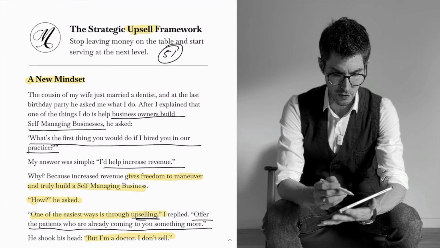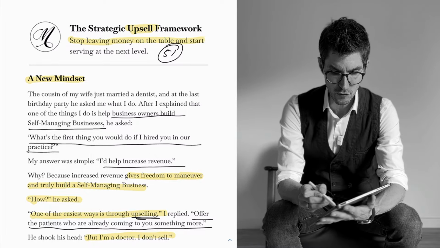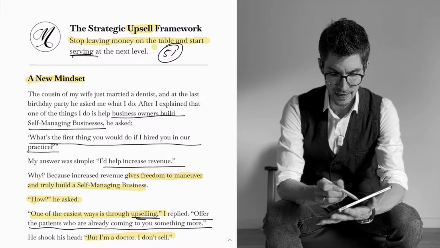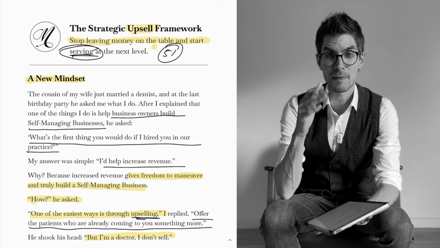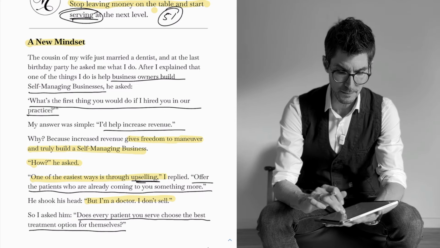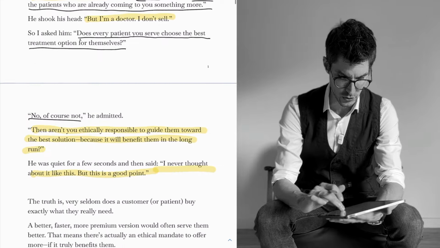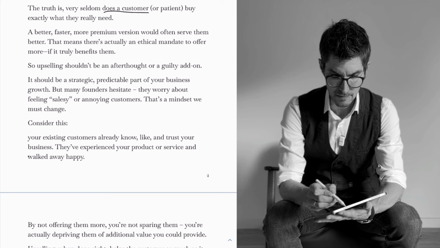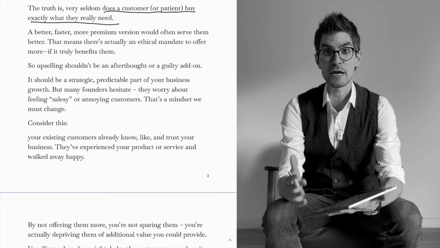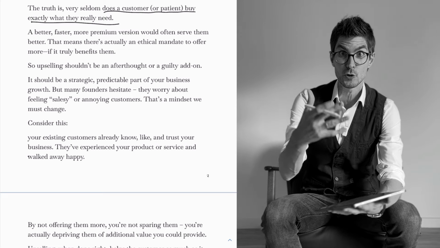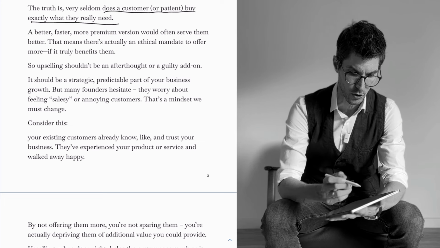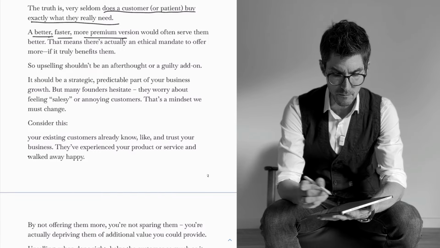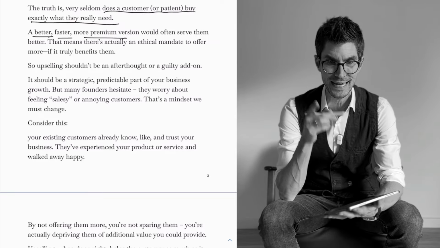That's why I said, stop leaving money on the table as a business owner, and start serving. It's not about just being salesy. It's about serving people at the next level, your patients or your clients. The truth is, seldom does a customer or patient buy exactly what they really need, because they are not the expert. You are, and you can guide them along the way. A better, faster, or more premium version would often serve them better.